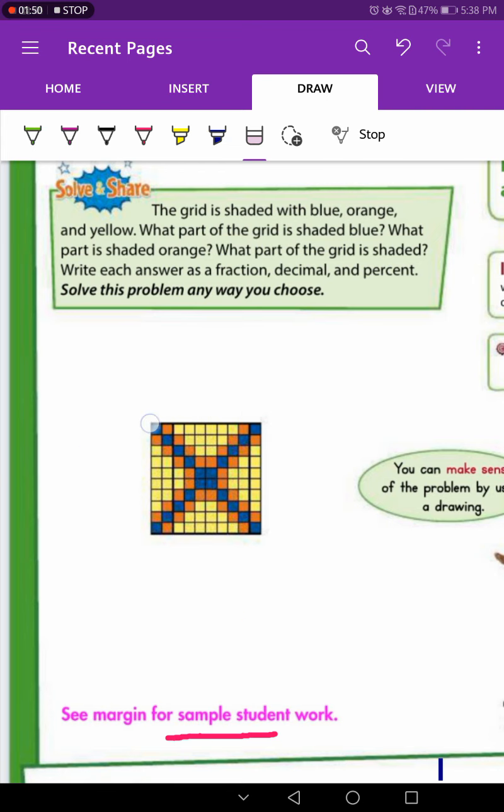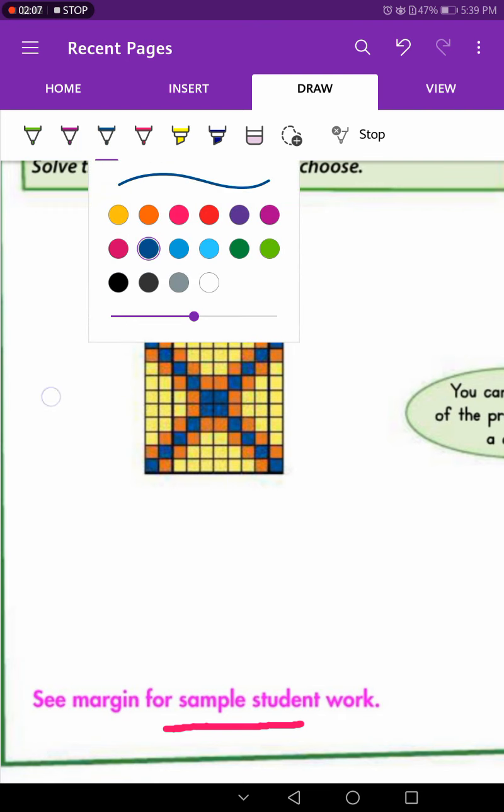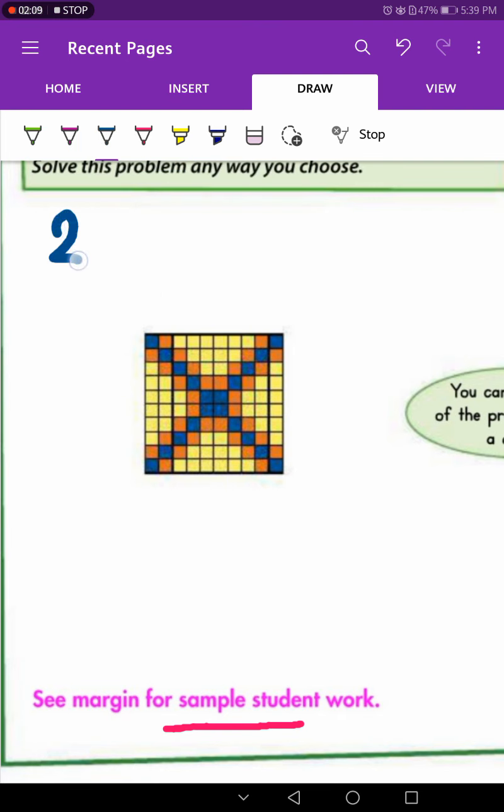Let us take the blue, Yaman. It is 5 multiply 4 equals 20. 20 out of 10, yes? No, 20 out of 100. Yes, thank you. It is 20. Let me take the blue. So it is 20 over 100. Now, how can I write it as a decimal, Yaman?